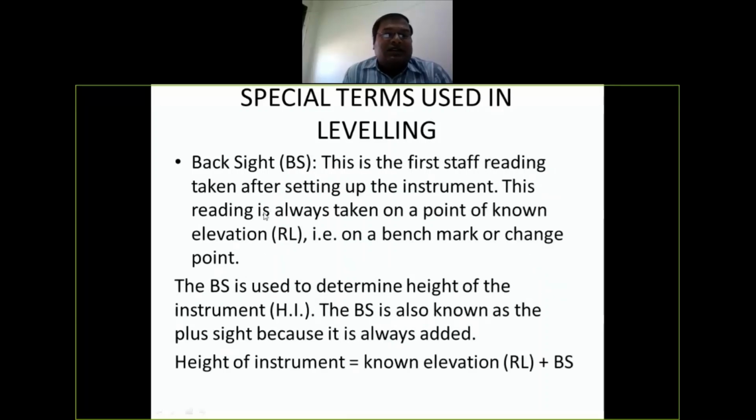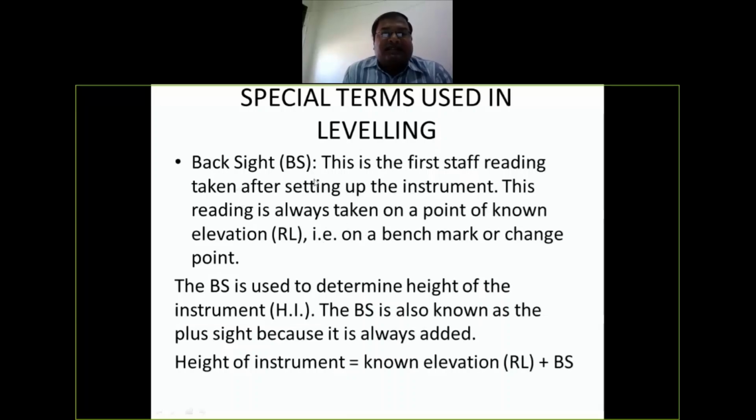Then there is some other terminology. Backsight, short form BS. What is backsight? This is the first staff reading taken after setting up the instrument. And this reading is always taken on a point of known elevation, that is on a benchmark or change point. I will explain all these stages, how to select the benchmark and how to take the readings.